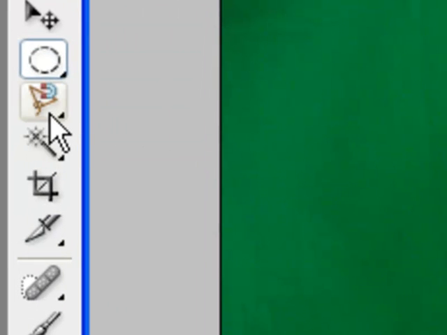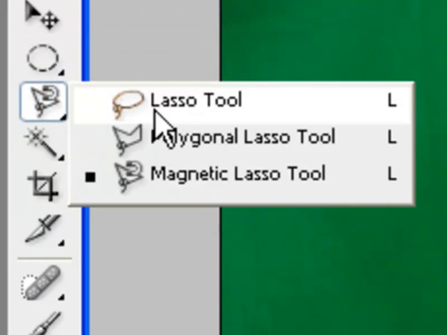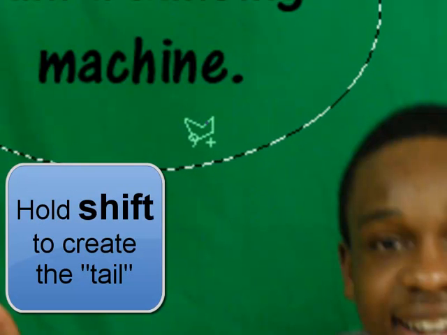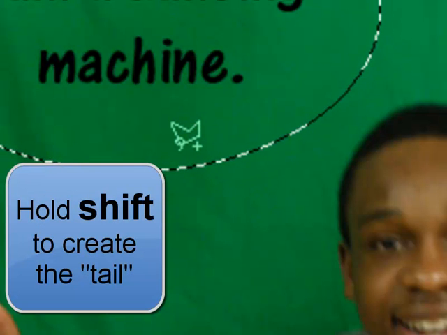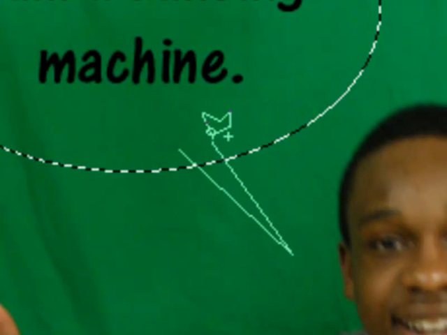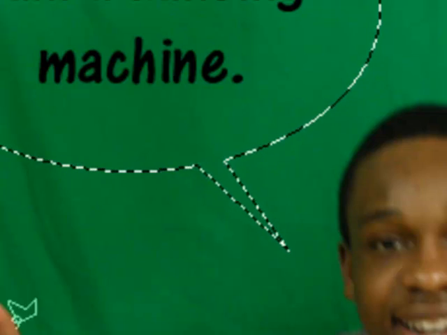Next step, I'm going to right click on the magnetic lasso. I'm going to pull up the polygonal lasso tool. When I do that, I can now hold shift, and when I'm holding shift, I click once, twice, 3 times, and then seal it to create the little dialog tail.